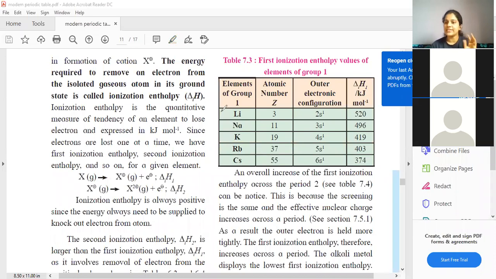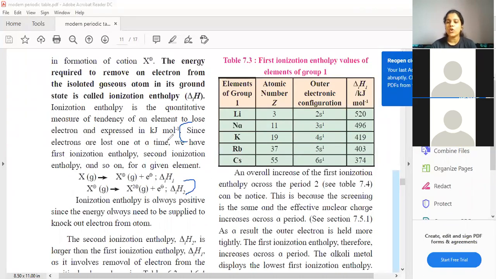So what is ionization enthalpy? It is the energy that is required to remove an electron. The original condition to find it is that it should be an isolated gaseous atom in ground state. From that you will remove the electron and find the value of delta Hi. This is the unit for your delta Hi value. Since electrons are lost one at a time, we have, okay, now this part is very important. Students, mark from here till here. This part is really important.